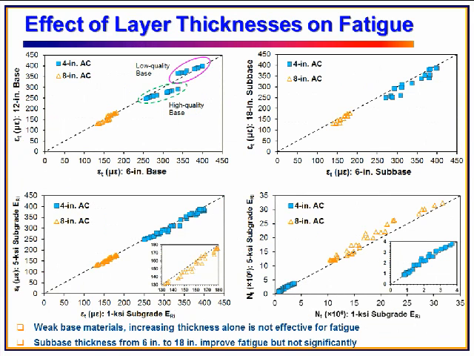This figure shows the layer thickness results on fatigue cracking. This actually is pretty much similar to what we found from the previous MnPave analysis. For example, if we have weak base materials, increasing the base thickness doesn't seem to be a very effective approach. If we increase sub-base thickness, it can improve fatigue cracking performance, but not that significantly.